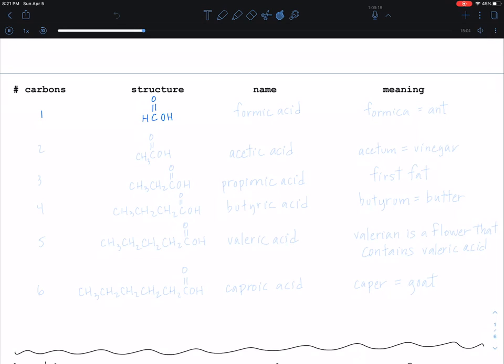So the name of this particular carboxylic acid is formic acid. The IUPAC nomenclature would be methanoic acid, right? Meth meaning one carbon, but formic acid is the common name. Formic acid is the acid that is generated by fire ants. So if you ever get bit by a fire ant and it burns, that's formic acid. And the word formica is Latin for ant.